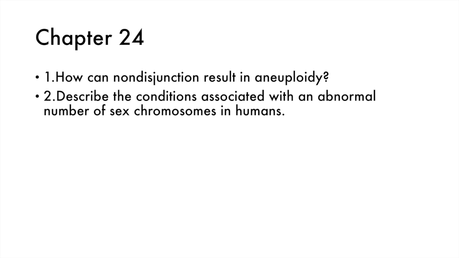Chapter 24 considers the chromosomal basis for inheritance. And according to the list of learning objectives that I received, these are the only two things we need to really take away from Chapter 24. But I'm going to give you just a little bit of background so that we understand what's going on with things like aneuploidy, non-disjunction, sex chromosomes, things like that.